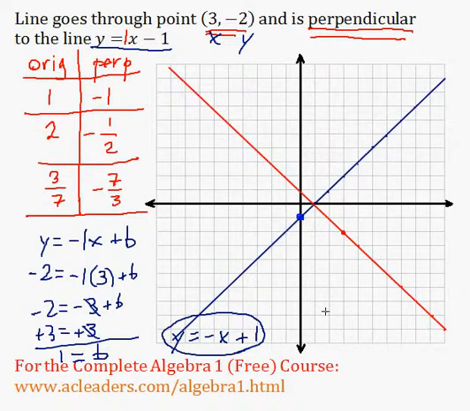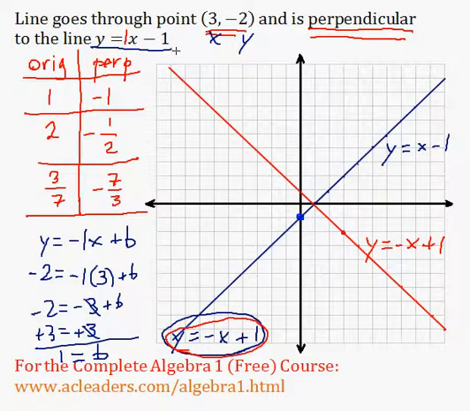So just not to cause any confusion, this is the red line that we have here, right? y equals negative x plus 1, which is the final answer. And the blue line I just graphed as y equals x minus 1, which was our first line. That's it.